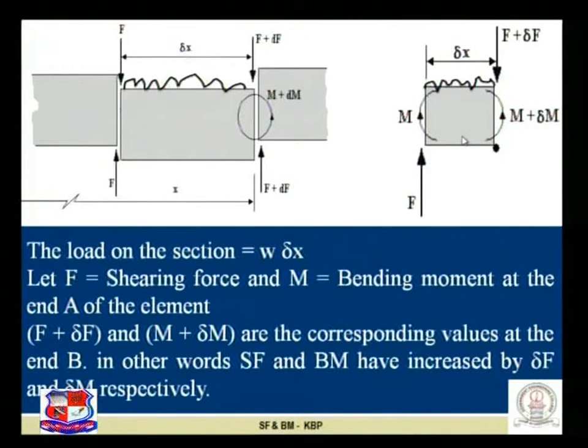Because of the limitation of time, today we have to stop. We will discuss how the relationship is established between M, F, delta X and W in the next session. So today, friends, we have discussed the basics of how to plot the shear force diagram and bending moment diagram for the overhanging beam with point load, UDL, UVL and concentrated moment. Thank you.